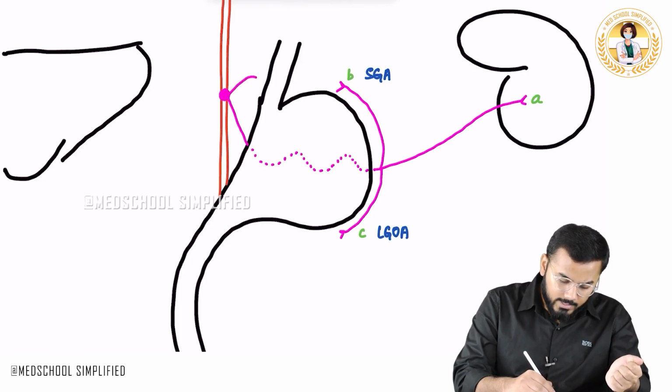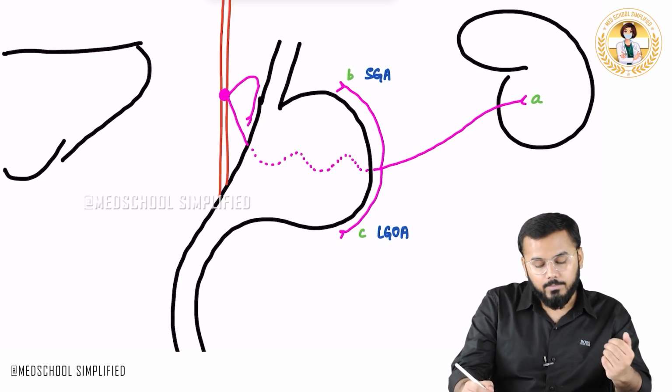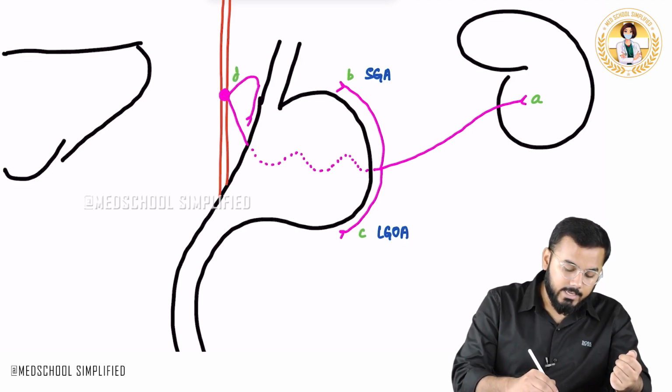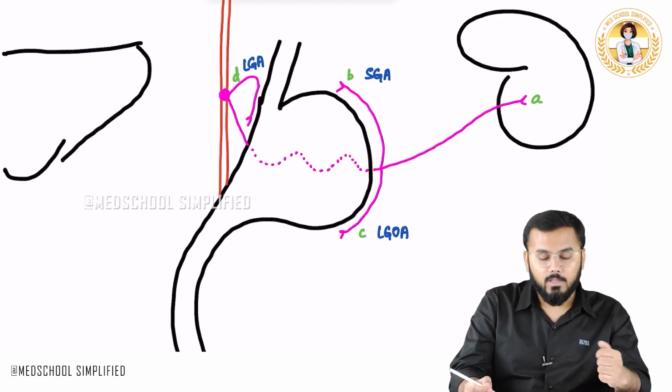that goes all the way like this, and it is supplying the lesser curvature of the stomach, right? So this branch is called the left gastric artery. So let us write it as D. D stands for left gastric artery. This is called your left gastric artery.